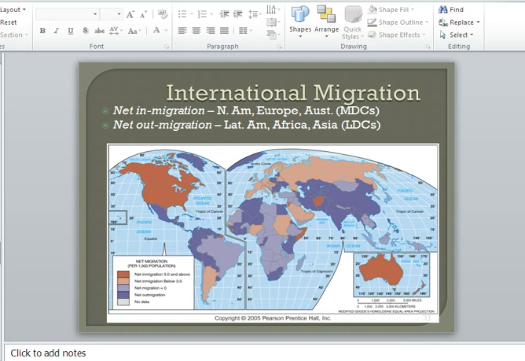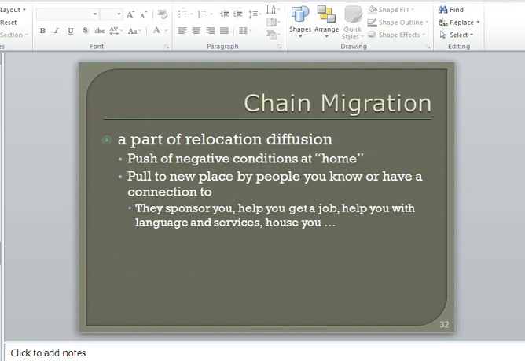And this happens when wealthier retired people will sometimes move to less developed countries so that they can have a higher standard of living and support as they retire. I mentioned chain migration. This is a strong part of relocation diffusion. And so you get that push of a negative condition in your home country, your ancestral land, to a new place. And so with that chain migration, you can have support. People speak the language. They can help get you jobs. And often this would be a requirement for being able to immigrate into a country, that you have some kind of connection.